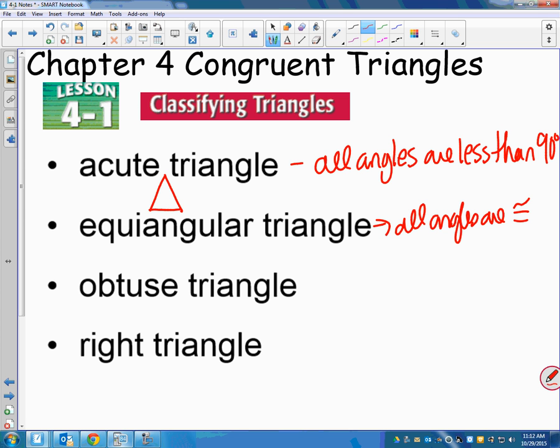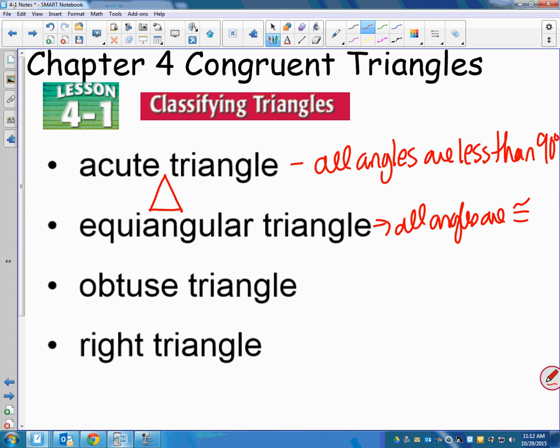Do we know what the angles in a triangle add up to? We're not there yet, so maybe you don't remember, but in this book they talk about it. Do you know what the angles in a triangle add up to? 180 degrees. Yeah. All right.